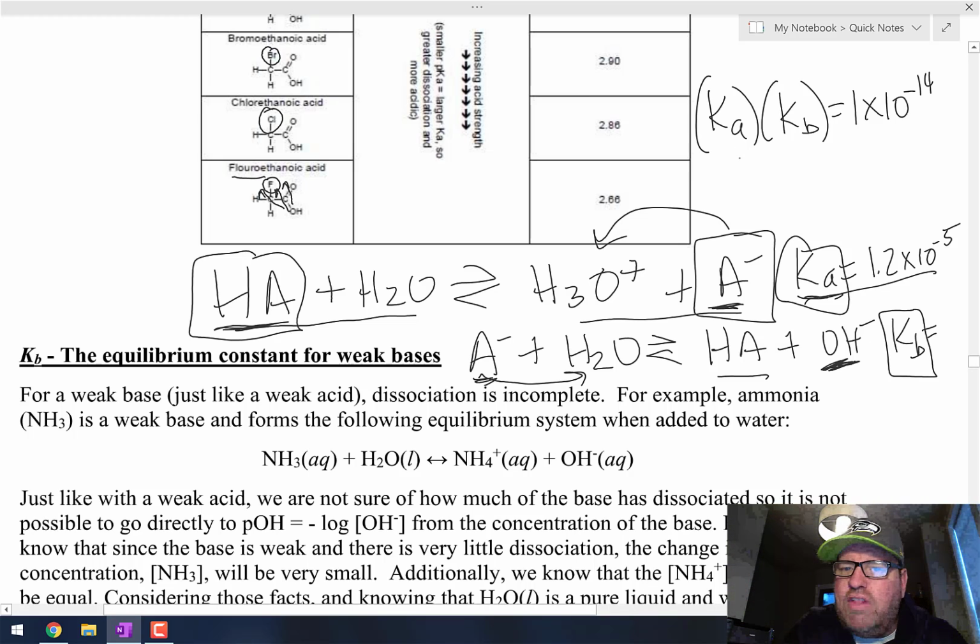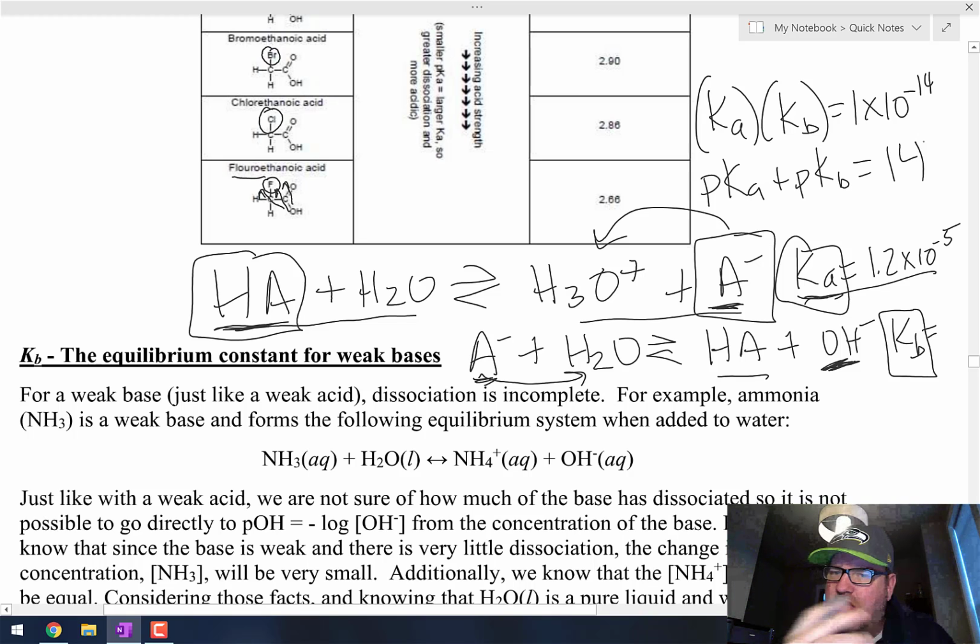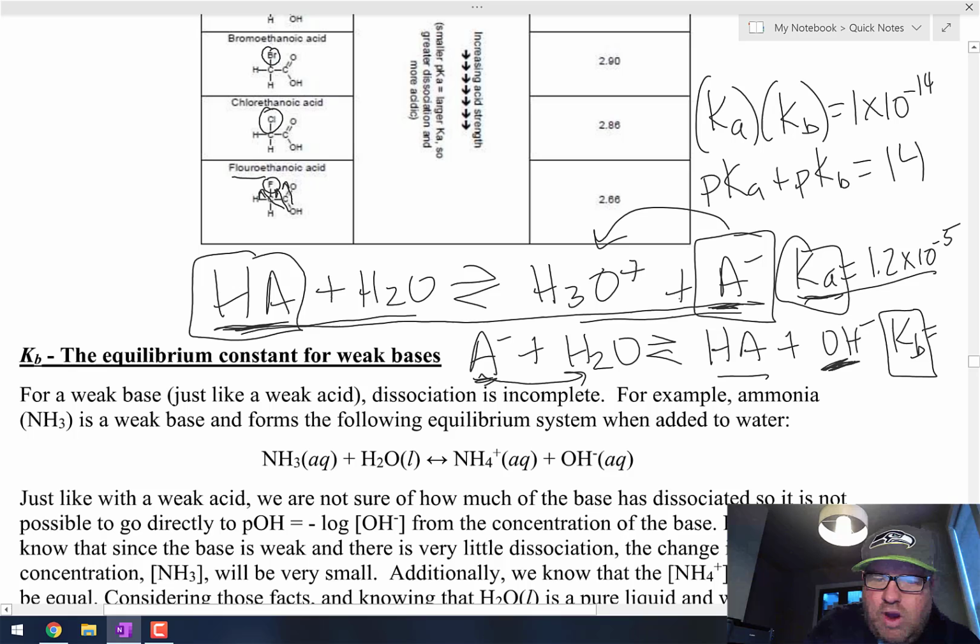And if you take the negative log of both of those, we get the pKa, and you can also have a pKb. The pKa plus the pKb is equal to, big surprise, 14, just like the pH plus the pOH is also equal to 14. So if we're given this equation, where a weak acid creates a conjugate base, and we know the Ka value, and they ask what's the Kb value for that conjugate base when it acts like a base reacting with water to reform the acid and to produce hydroxide ions?